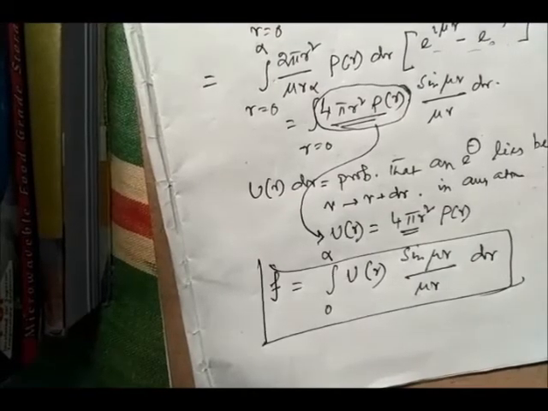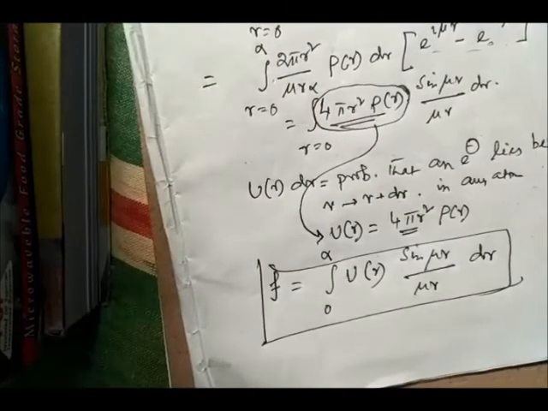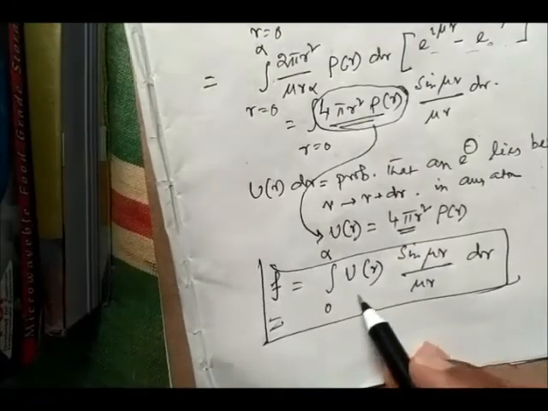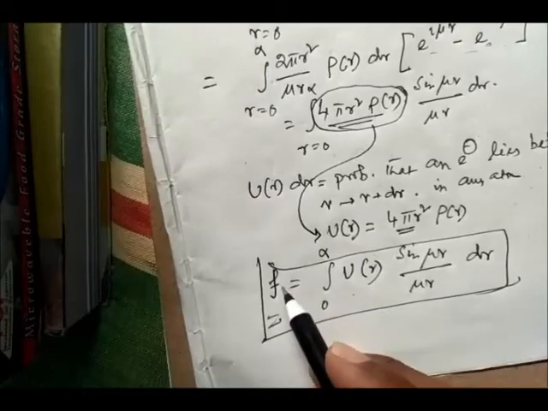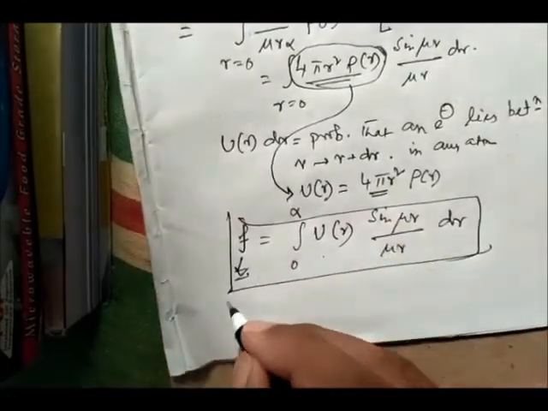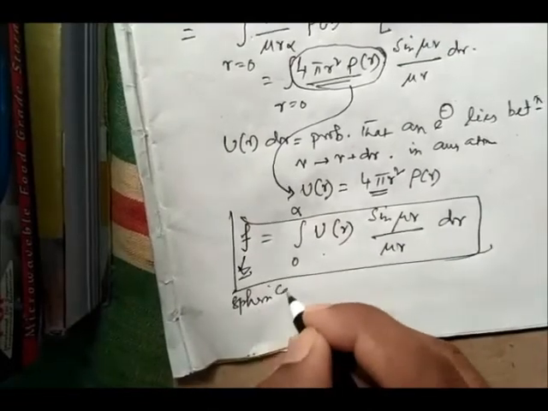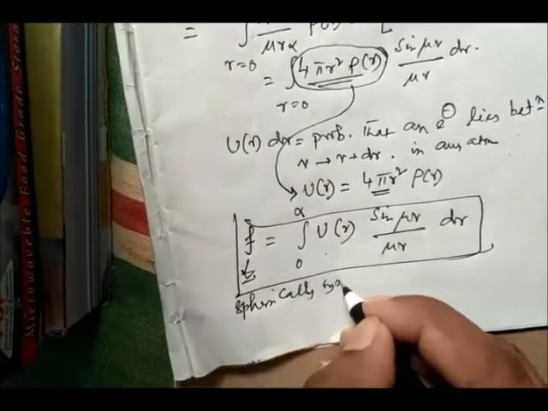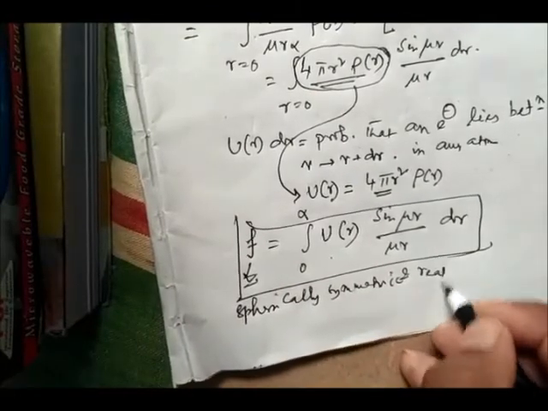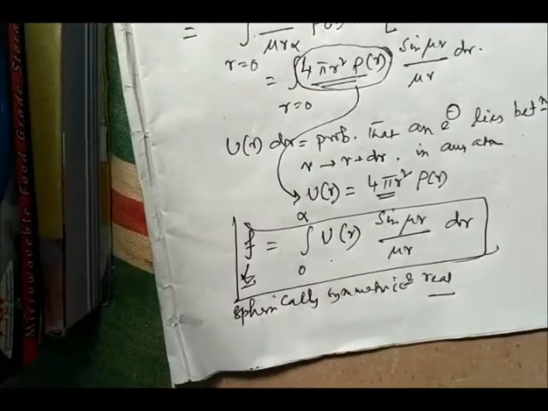So this is basically the atomic scattering factor of an atom. Now the scattering factor f is spherically symmetric and obviously real.